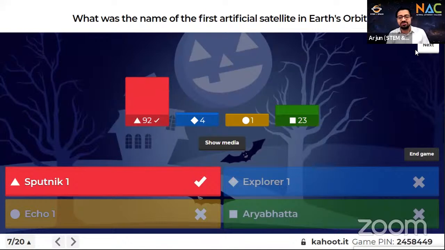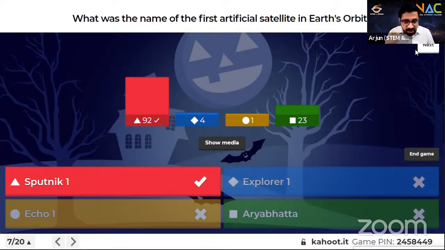Good job. Yes, most of you know this answer. And yes, the correct answer was Sputnik 1. Now, Sputnik 1 was the first satellite to ever get launched. And this is the moment which started the space race between the two world superpowers, USA and Russia, right? So Russia launched Sputnik 1, and then NASA answered with their own satellite, that is Explorer 1. So Explorer 1 was the first satellite to be launched by USA. And then they sent Echo 1, which is the first communication satellite.